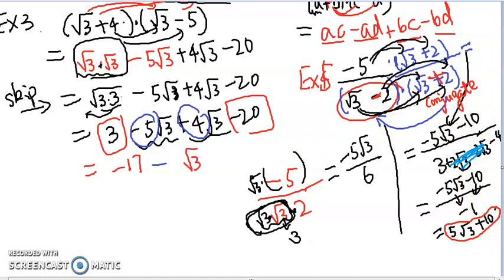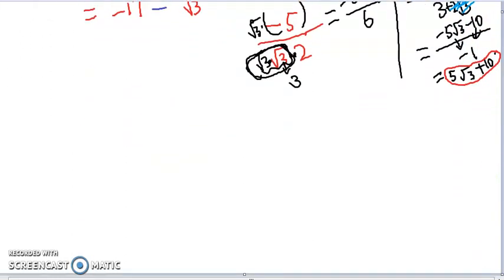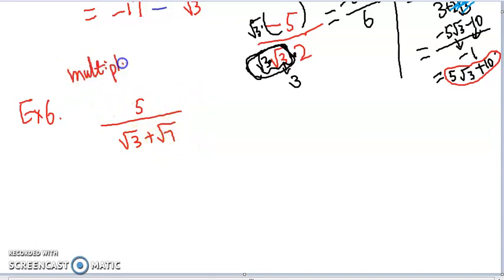So let's look at another example using this idea. Example 6. So we have maybe 5 over square root of 3 plus square root of 7. So again, if there's a plus or minus sign in the denominator, you have to multiply its conjugate. So remember, multiply the conjugate to get rid of the radical sign.